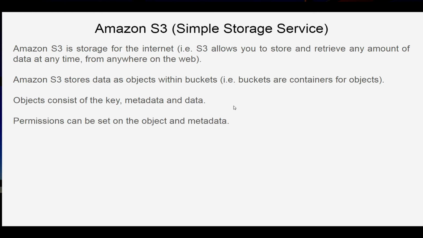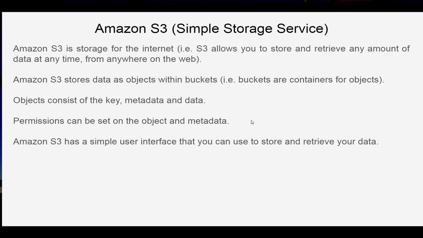Three things, all right? Then permissions can be set at the object and metadata level. So it's very easy to understand. Then Amazon S3 has a simple user interface that you can use to store and retrieve your data, and that interface is called the Amazon S3 console, which we will see later on.